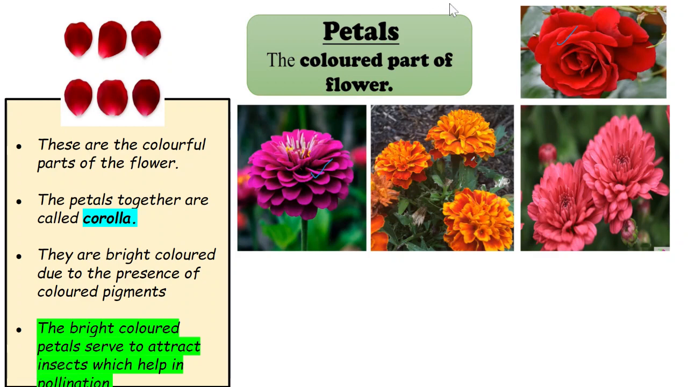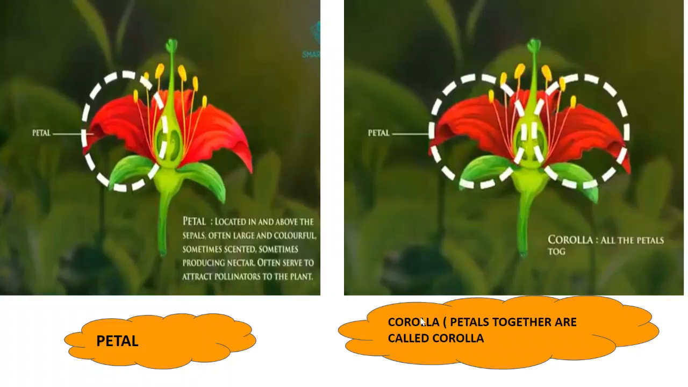So, I hope you have understood what petals are. They are the colored part of the flower, and together petals are known as corolla, and they are brightly colored due to the presence of colored pigments, and this helps to attract the insects for pollination. Children, you can see these are the petals, and together they are known as corolla.